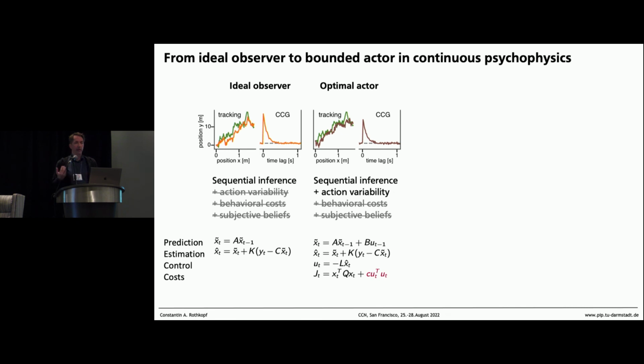Well, we have to add them. We have to have explicit actions here, and that also entails a formulation of what the task actually is. So we now have a cost function that can describe exactly the tracking. People don't want to do optimal inference, they want to track with their finger, and that's a difference. We also now have the variability in the actions.